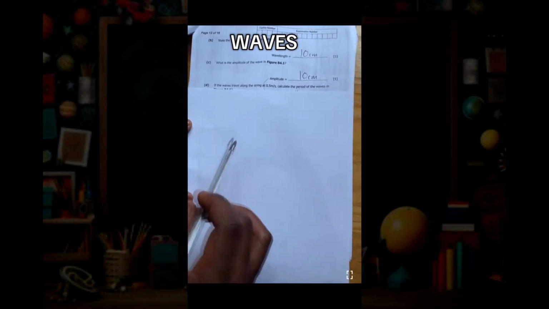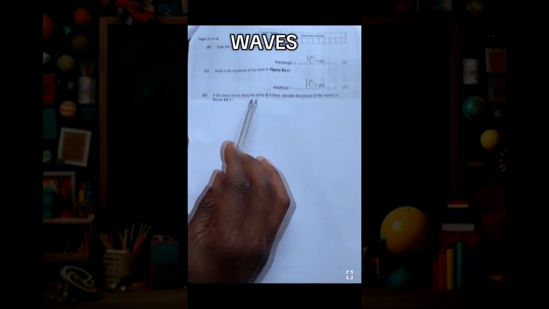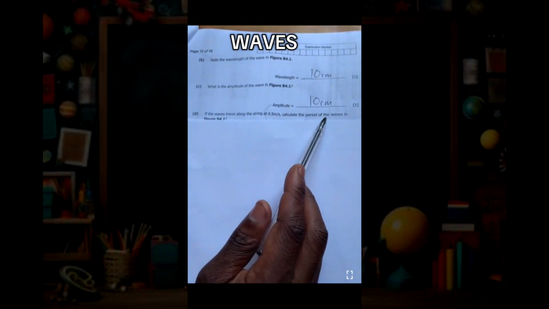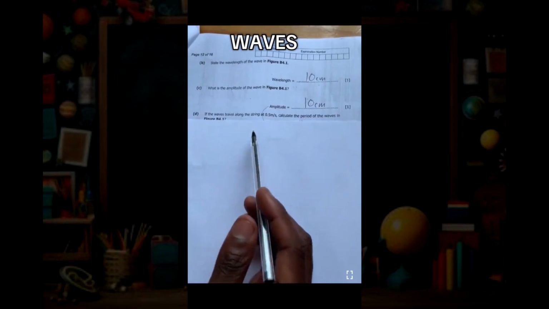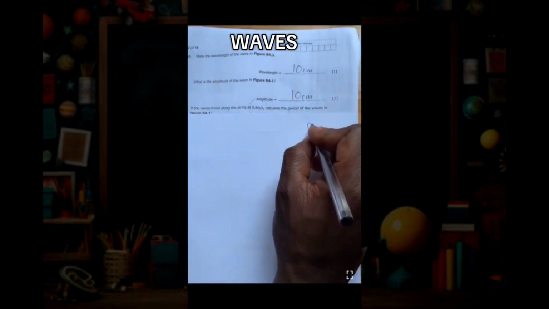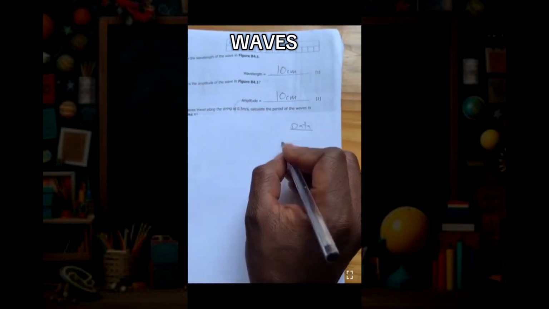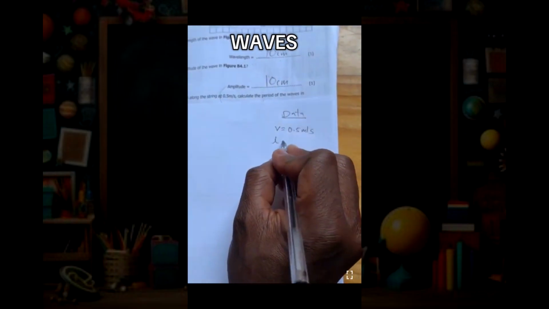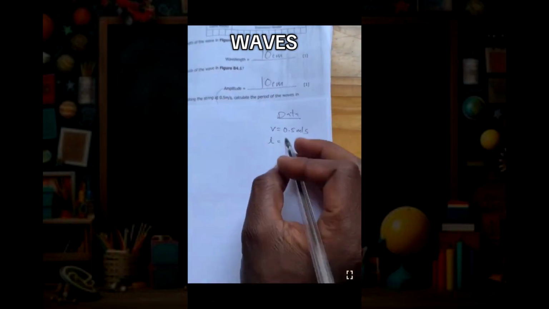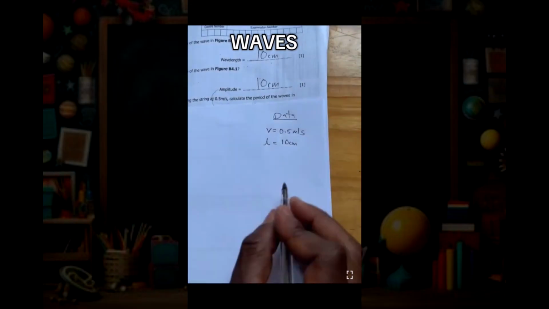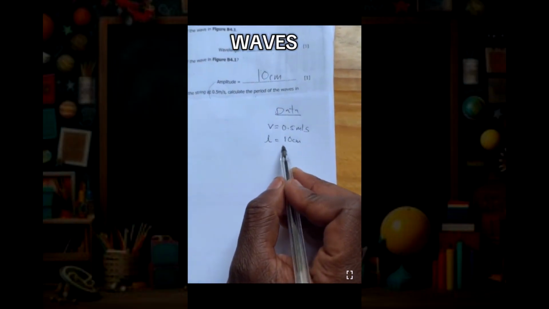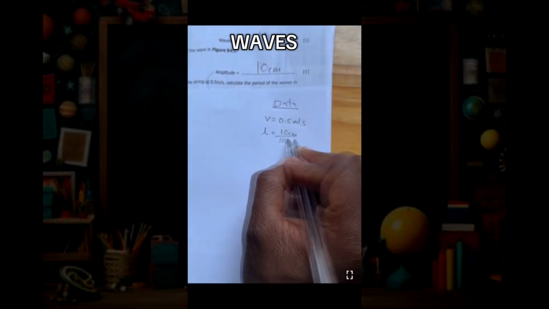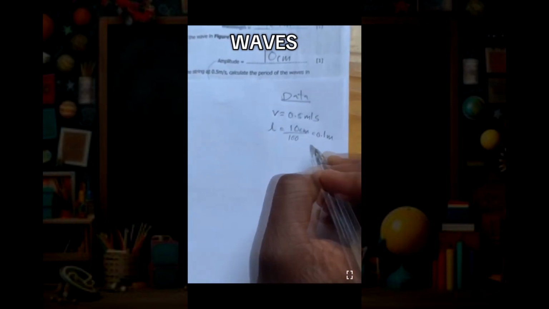Okay, and the last question was saying, if the waves travel along the string at 0.5 meters per second, calculate the period of the wave. How do you calculate the period of the wave? Number one, you check what you have been given. So I'm going to say data. What do I have? I have the speed, which is 0.5 meters per second. Do I have the wavelength? We found the wavelength to be 10 centimeters. When calculating, it's supposed to be in meters, not in centimeters. So you convert this, you divide by 100, it will give you 0.1 meters, the one that we'll use.